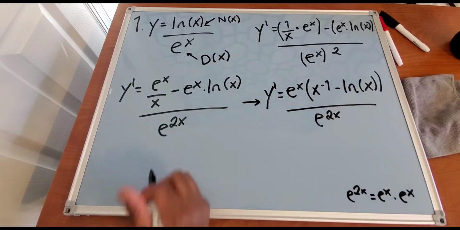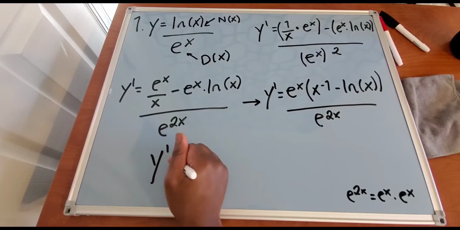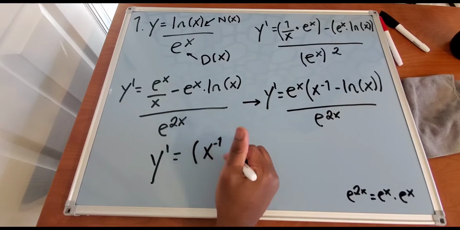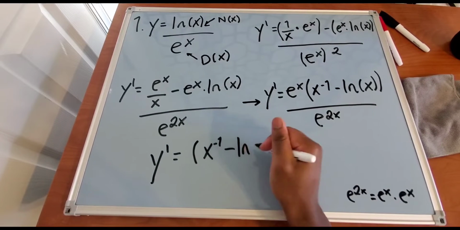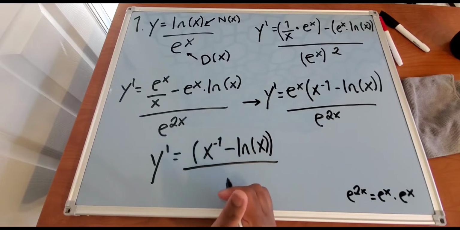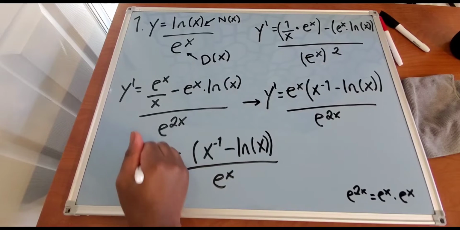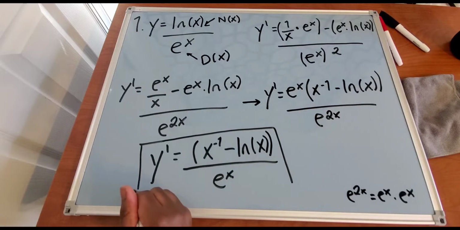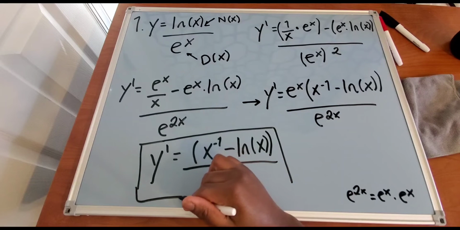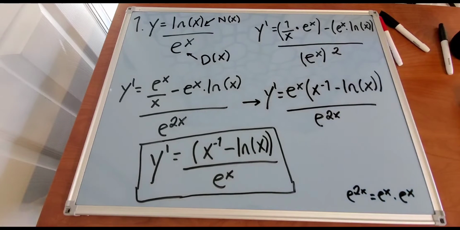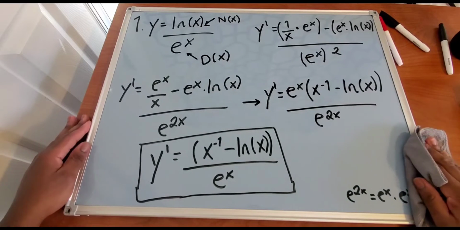So we can actually say our final answer is the derivative of y is equal to x to the minus 1 power minus natural log of x, all over e to the x. And that is our answer for the first question. I'm only going to be finding the first derivatives because it's a little bit simpler, a little bit more straightforward as well. If you want me to go and find second and third derivatives using quotient and product rule, you can let me know and I'll make that another video. So this is question 1.